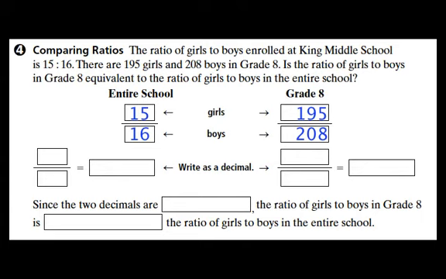We'll begin by cross multiplying. 208 times 15 is 3,120. 16 times 195 is also 3,120. Since the two cross products are the same, the ratio of girls to boys in grade 8 is the same as the ratio of girls to boys in the entire school.